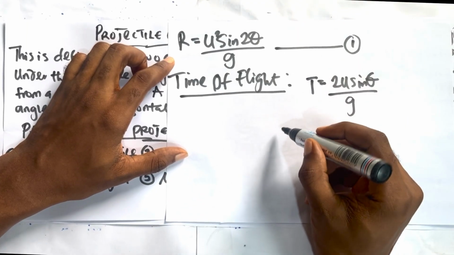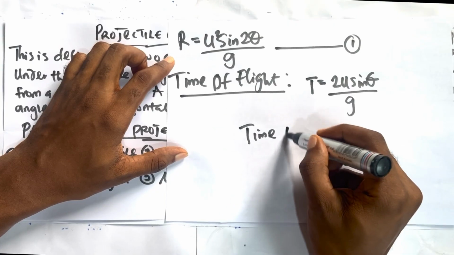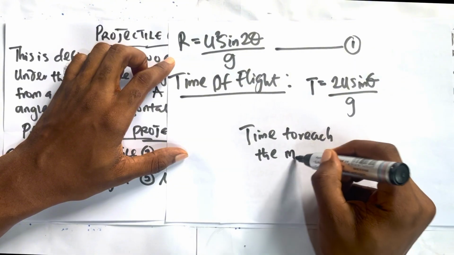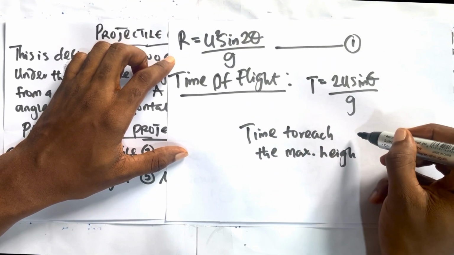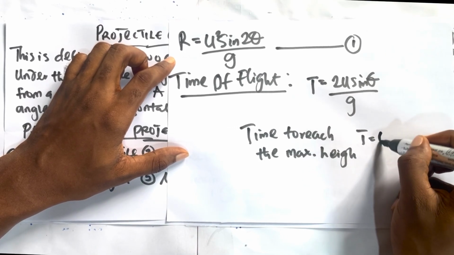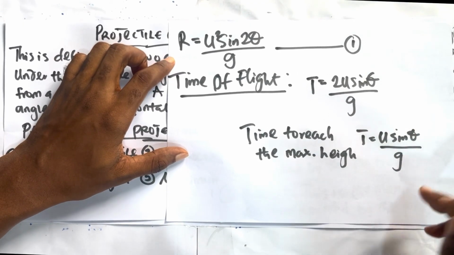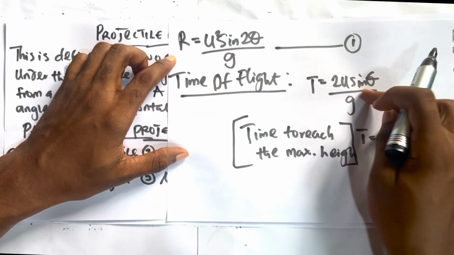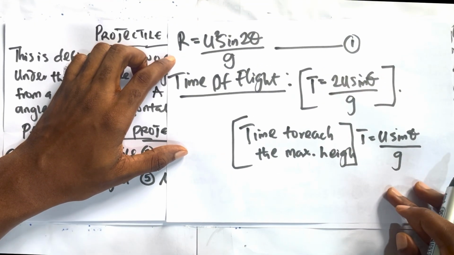Now, the time to reach the maximum height can be given as T is equal to u sine theta all over g. Please, there are two different things. This is the time to reach maximum height, and this is the time of flight. Take note.